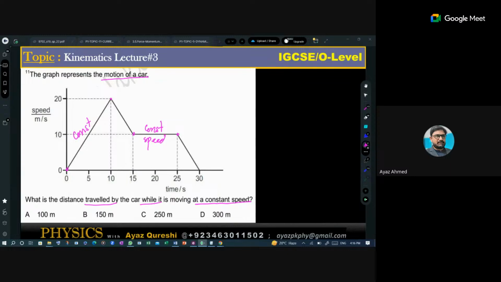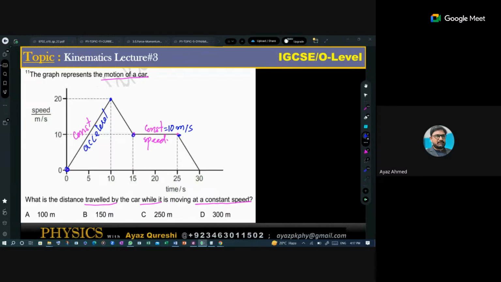Yes. So, Hassan, which one is increasing? It is constant acceleration. It is not constant speed. Look, constant speed means that speed does not change. So from 0 to 10 seconds, speed is increasing from 0 to 20. But from 15 to 25 seconds, speed is not changing; it stays at 10 meters per second. Is it clear to you?